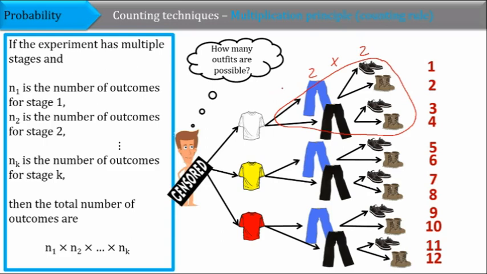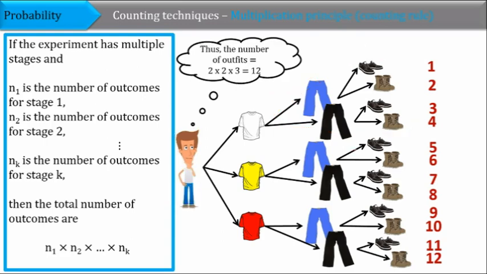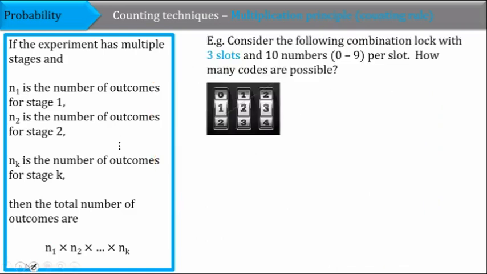So that means whatever we get over here is repeated 3 times. So we multiply it by 3. So that means that the number of outfits will be 2 times 2 times 3, and that gives us our 12. So that is what is meant by this explanation over here. The 2 will be our N1, this 2 will be our N2, and that one will be our N3. The number of outcomes for each stage multiplied together will give us the total number of outcomes for the experiment.